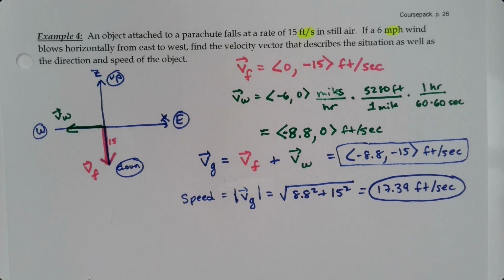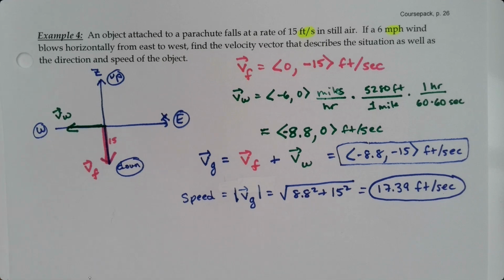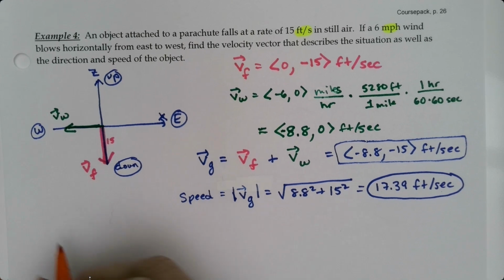So it has its falling velocity, and then it has an added component of the wind pushing it around as well, which makes it go even faster as a component piece. Okay, now what about direction? Well, the direction is going to be a little strange, but let's start with it.